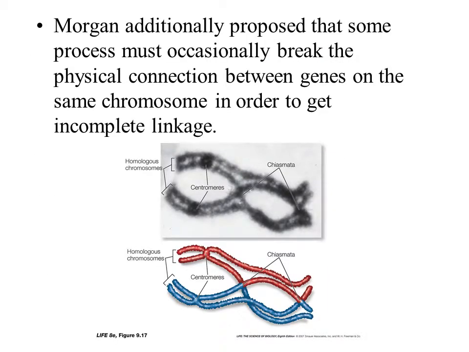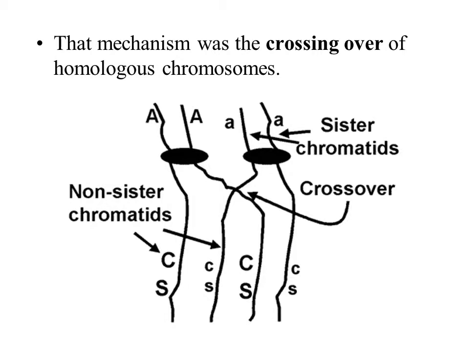Morgan additionally proposed that some process must occasionally break the physical connection between genes on the same chromosome in order to get incomplete linkage. That physical connection was crossing over. Crossing over occurs between these homologous chromosomes. So that is what the physical connection was.